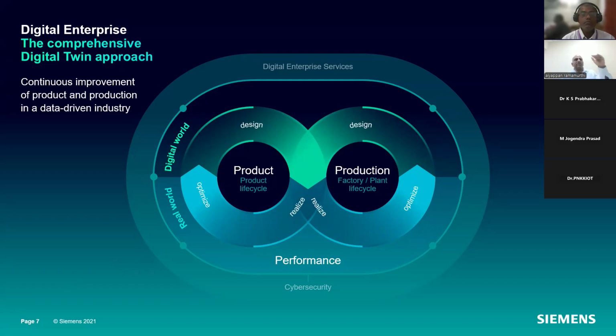Now, what is then the production? So where these products are getting manufactured, you have it as the production. So as a digital twin, they need to have a combination of both the product and production needs to be there if you're going to have a digital twin in reality. Okay. So in the twin, you have three aspects of it. As you can see, first is design, second is realize, and third is optimize.